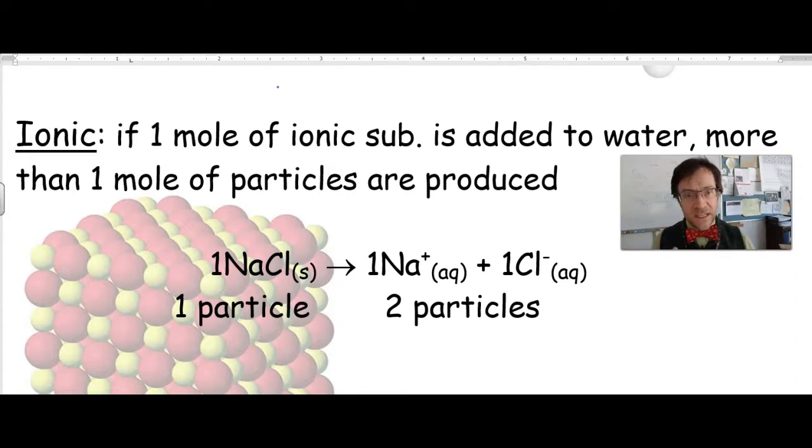So let's start with the easy stuff. Sodium chloride. Everybody knows this. This is table salt, right?